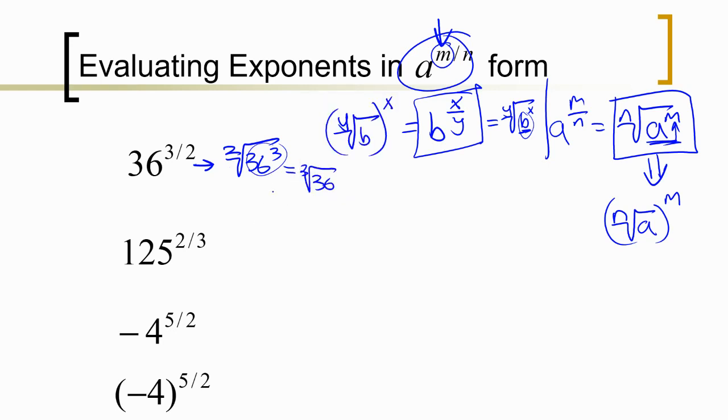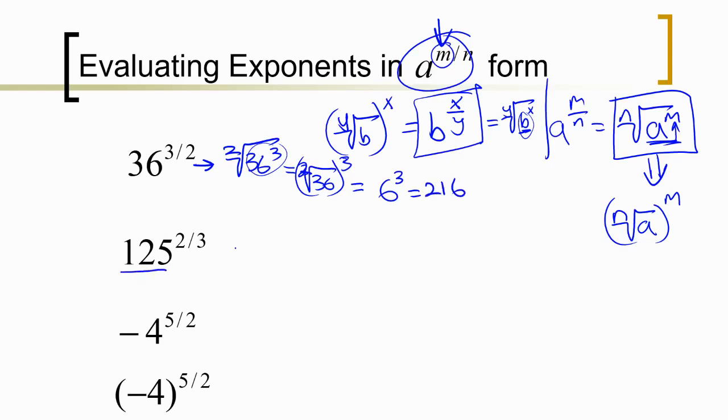And the square root of 36 is 6. And then I could take that to the 3rd power. And so I have 6 to the 3rd power, which should give me 216.